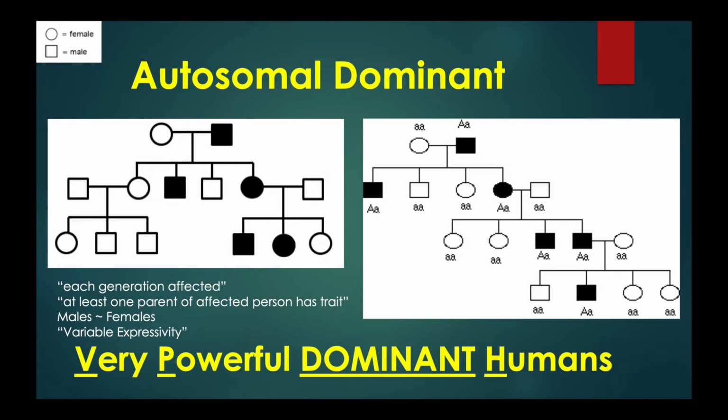Okay, so first thing up, we got the autosomal dominant. That little acronym is going to be very powerful dominant humans, and you can see the letters that are underlined are going to be the conditions, and you know that, again, autosomal dominant, every generation is affected, males equal females. That little thing there says variable expressivity. Essentially, it's like that neurofibromatosis that you'll see in a second. Some people get it pretty bad, some people don't get it as much. But again, the V, very powerful dominant humans. You got to know that, okay?